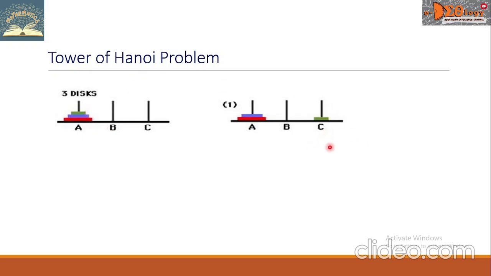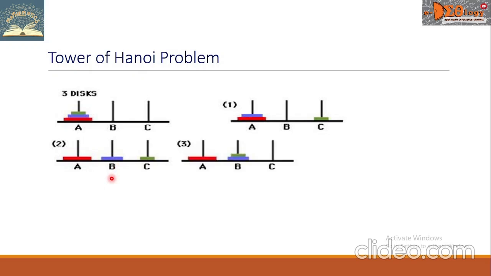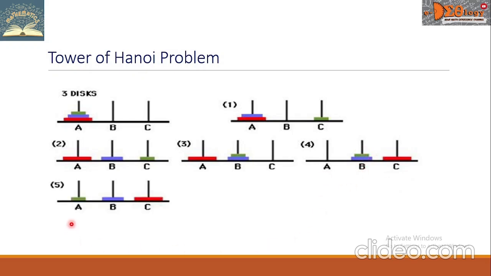Then step 2, the blue disk we will put in peg B. Step 3, the smallest disk, that is green, we will put on top of the blue one in peg B. Next, this biggest disk from A we will put in peg C. And then, next move, the smallest disk, that is green, we will place in peg A.